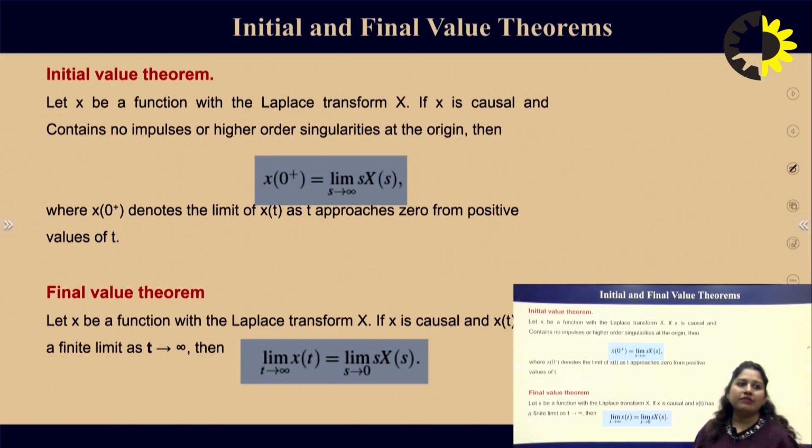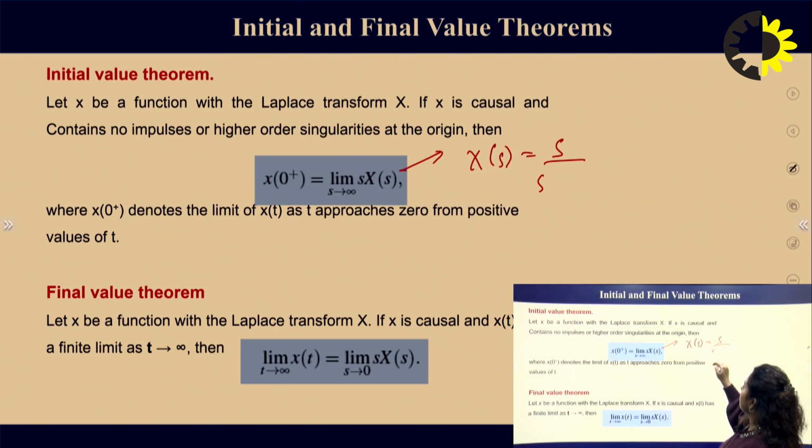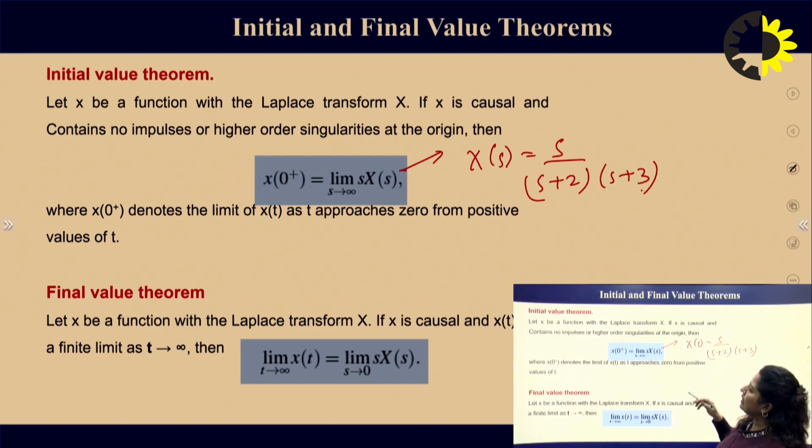Now we have a very important theorem, which is the initial and final value theorem. In the initial value theorem, we have to find the initial value of the signal x(t), that is at t equivalent to 0. So we write the expression x of 0 or 0 plus, that is limit s tends to infinity s X(s). In this type of question, X(s) is given. Suppose this is s upon (s plus 2)(s plus 3), and you have to find out the initial value of this particular thing.